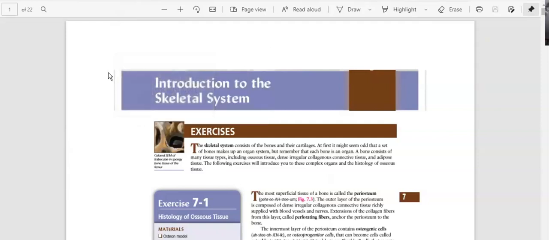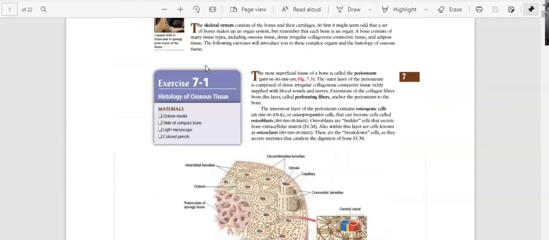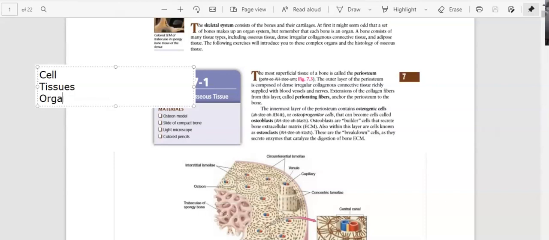Introduction to the skeletal system. So then, like any other system, you're going to have cells, and when you put together cells, you get tissues, and when you put together tissues, you get organs, and when you put together organs, you get systems, right? So in this case, we are talking about the skeletal system. Everything that we'll have to talk about is going to be bones, basically, right?